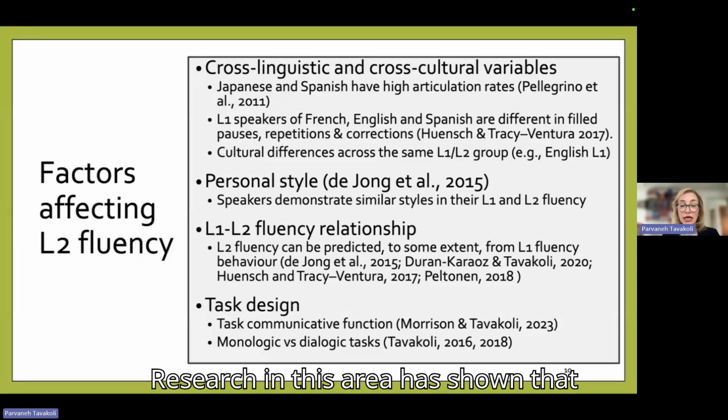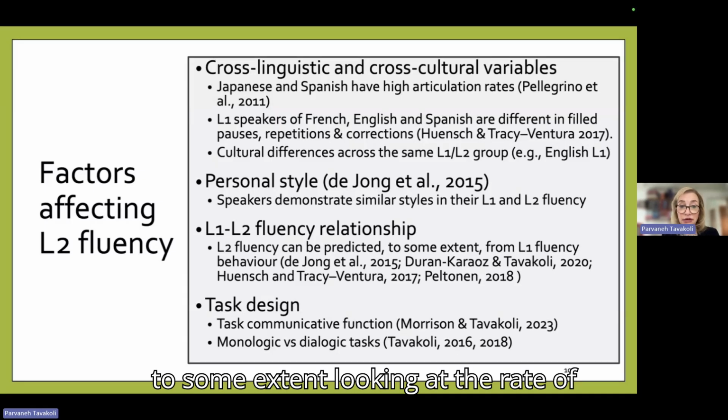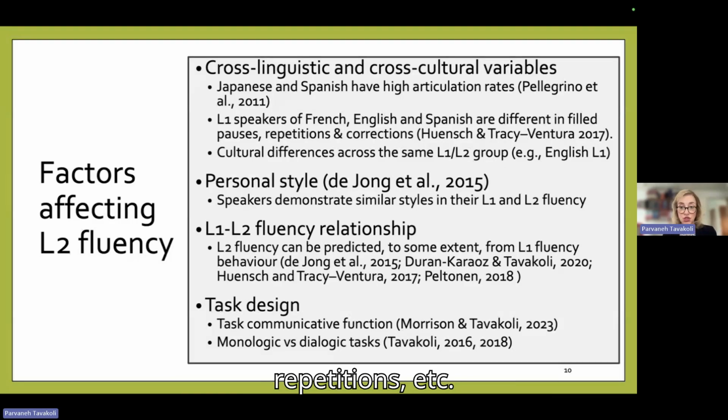Research in this area has shown that L1 and L2 fluency behaviors are related, and we can predict L2 fluency behavior to some extent from the speaker's first language behavior. In other words, when we are assessing someone's second language fluency, we're not only assessing their second language fluency, we are at least to some extent looking at the rate of speech in their first language, the pausing patterns, the hesitations, repetitions, etc.